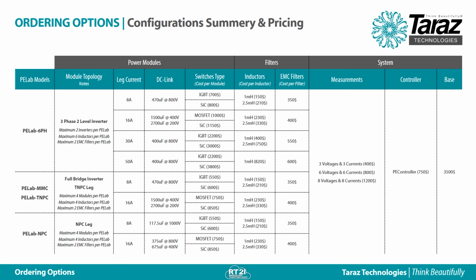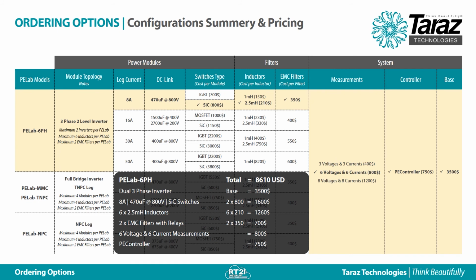There are also some limitations on the maximum number of inductors and EMC filters you can have. The number of voltage and current sensors should at least cover the DC links and outputs of the power modules, so we can have over voltage and over current protection implemented on them. The PEController is also optional, so you can drop it if you do not plan to use the embedded controller.